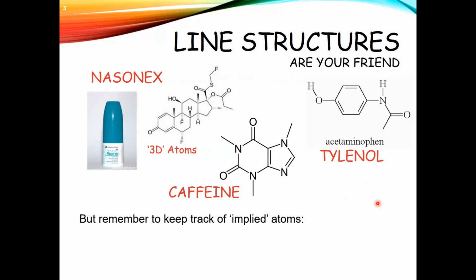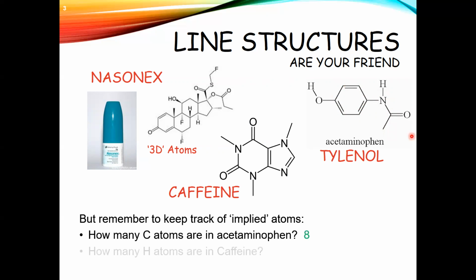But we need to be able to recognize both the implied atoms and the ones that are written but kind of hidden. For example, if we wanted to figure out how many carbons are in acetaminophen, you'd need to be able to look at this line structure and figure that out. So I see a kink here, one here, here, here, here. Let's see if we move through, there's another kink here, and then there's an end right here. Each of those is going to be a carbon. So there'll be 1, 2, 3, 4, 5, 6, 7, 8 carbons in this molecule.